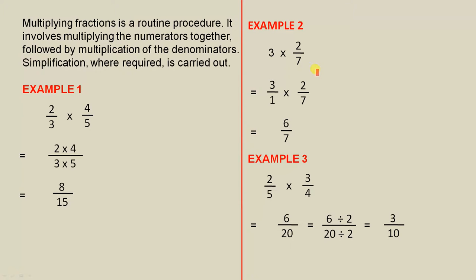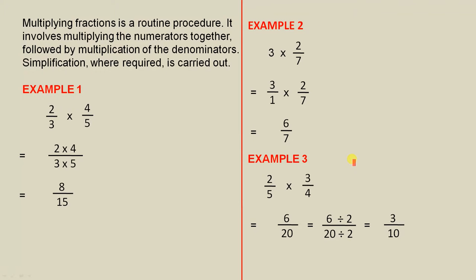Example 2, 3 times 2 over 7. Change the 3 to 3 over 1, so you have a numerator and a denominator. 3 2s are 6, 1 times 7 is 7, so the answer is 6 over 7.